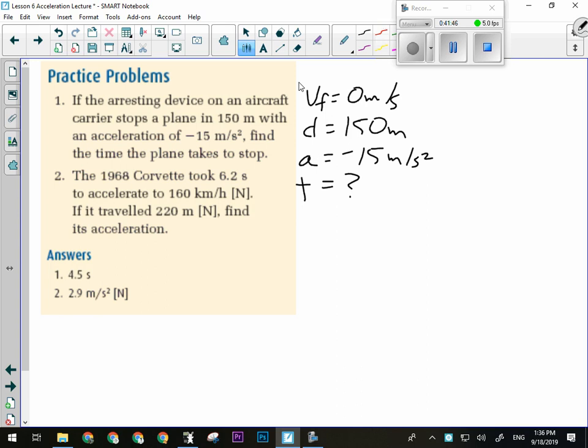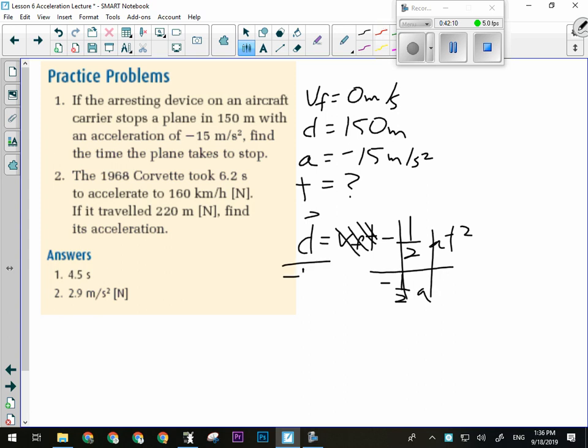What? Okay, so we've got this formula here that we're using: D equals VF times T minus 1/2 AT squared. But because VF is 0, I can eliminate this part of the equation as long as I keep the negative there. And now I'm solving for T. So I'll divide both sides by negative 1/2 of A, and then square root in order to get t.